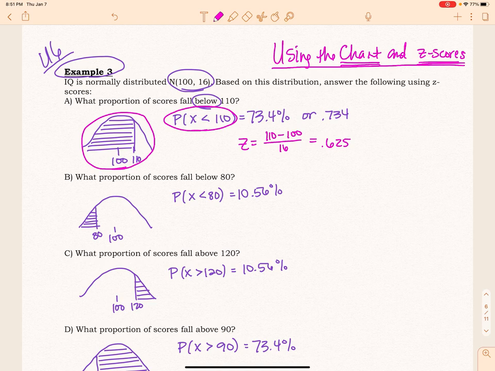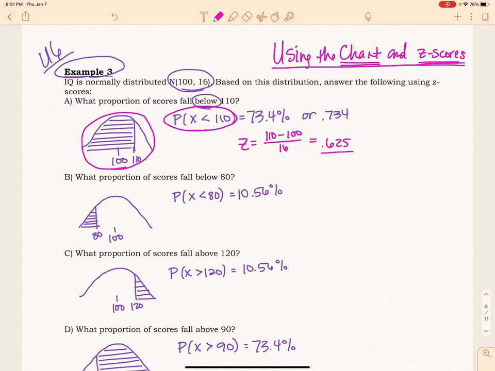I want you to notice something practical here. Remember when we talked in the other video about z-scores and what they mean. This tells me that the value of 110 for IQ is 0.625 standard deviations above the mean. I know it's above the mean because it's positive, and I know that it's less than 1 standard deviation because it's below the value of 1. So keep that in mind. Just think logically about it. It will help you understand it a little bit better if you're thinking of it in context that way.